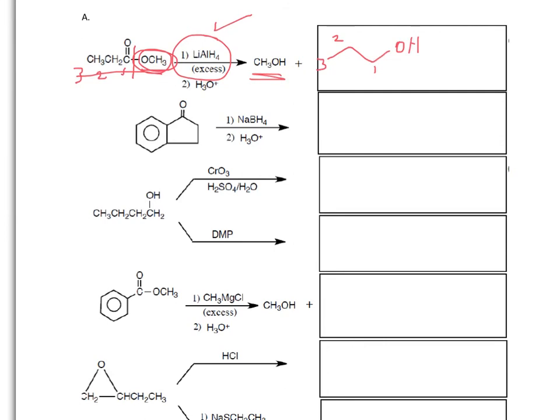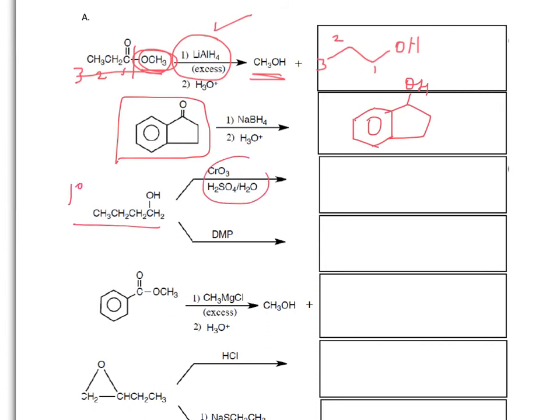Okay, let's go forward. The next question is you're given a ketone which is being treated with sodium borohydride. You know, it's a reducing agent, it's a ketone, so your product should look like a secondary alcohol, which is right here. Next question is you have a primary alcohol.